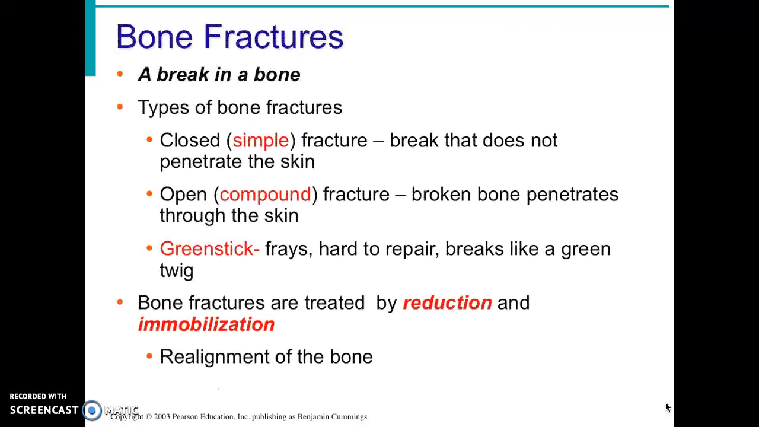Bone fractures are a break in a bone. There are different types of bone fractures: closed or simple fracture, open or compound fracture, or greenstick. A closed or simple fracture is a break that does not penetrate the skin. An open or compound fracture is a broken bone that penetrates through the skin. And a greenstick fracture frays and is hard to repair. It breaks like a green twig. Bone fractures are treated by reduction and immobilization. So they realign the bones.